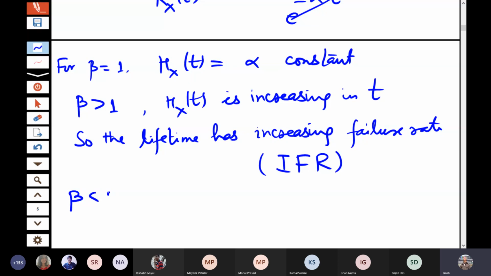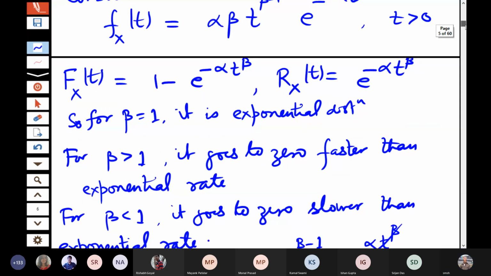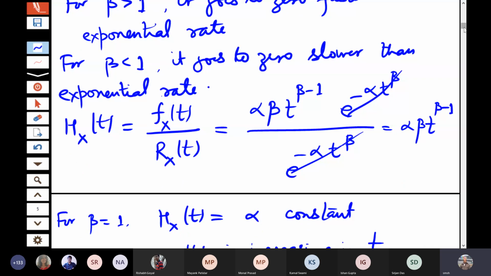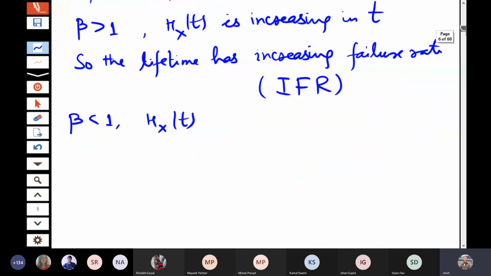If I have beta less than 1, then in this alpha beta t to the power beta minus 1, if beta is less than 1, then this will come in the denominator. It means as t increases, this will decrease. So such distributions are called decreasing failure rate distributions. So h(t) is decreasing in t.